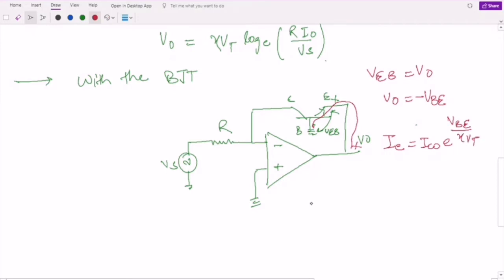Now we are using here VBE. It means that is equal to minus of V0. So the same thing will happen over here, and at the last you will get the output voltage is equal to eta times Vt natural log of V1 divided by R ICO, right? So with the help of the transistor also we can obtain this logarithmic amplifier.